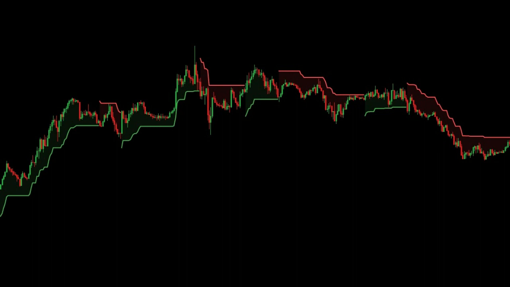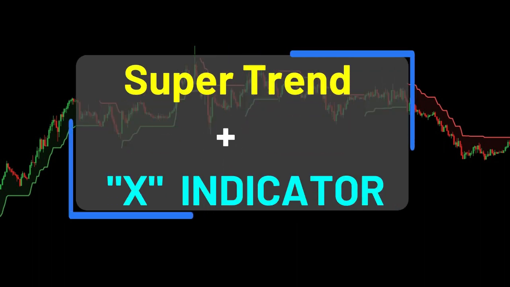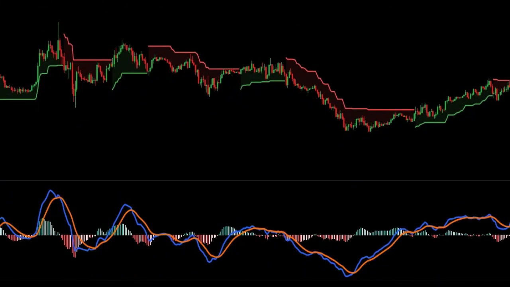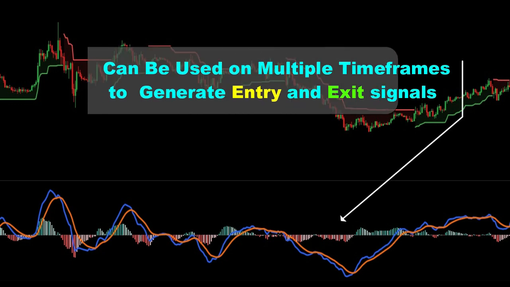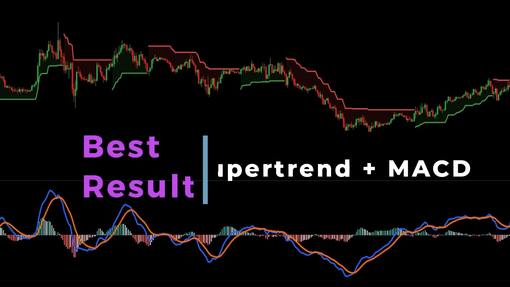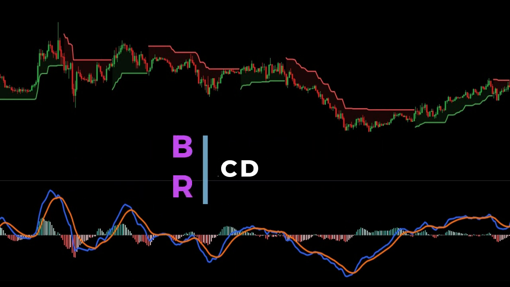If you are a day trader, then you can use other indicators along with the Supertrend Indicator to confirm the signal also. In this video we will learn about a profitable trading strategy with the help of the Supertrend and MACD indicators. This indicator is similar to moving averages, but it can be used on multiple timeframes to generate entry and exit signals. Combining the results generated by the Supertrend Indicator and the MACD indicator shall increase the chances of the most accurate results.